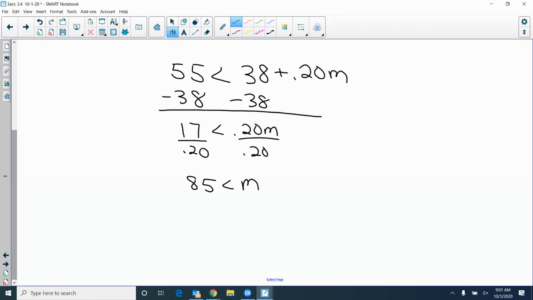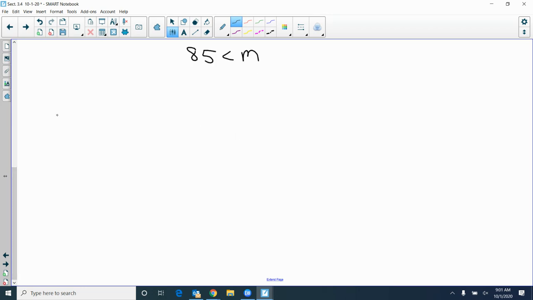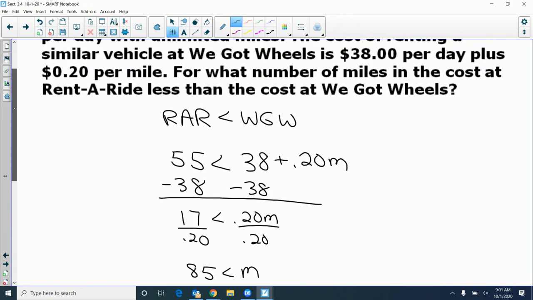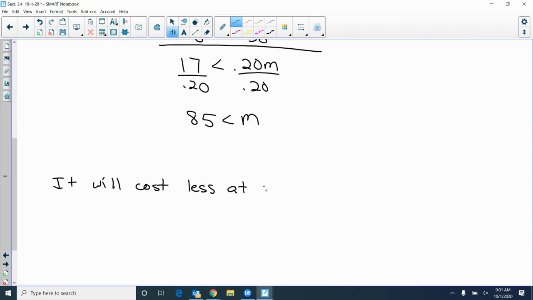All right, let me do this. I know, I just don't know how to say it. It will cost less at Rent-A-Ride, RAR, for what? For 85 miles. Okay, that is one wrong example.